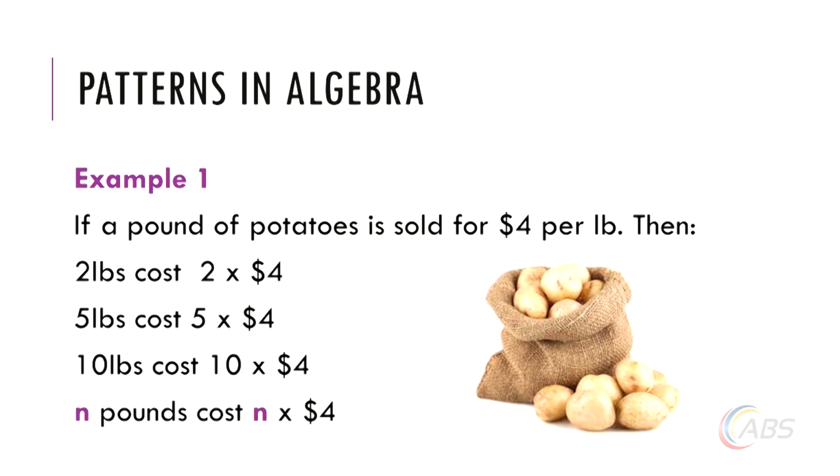And n pounds would be n times $4. N is just a representation of how many pounds you would like to find. So it could be 10 pounds, 50 pounds, 20 pounds, 11 pounds, whatever the value may be. So we would just substitute those n's for whichever value that we're interested in.